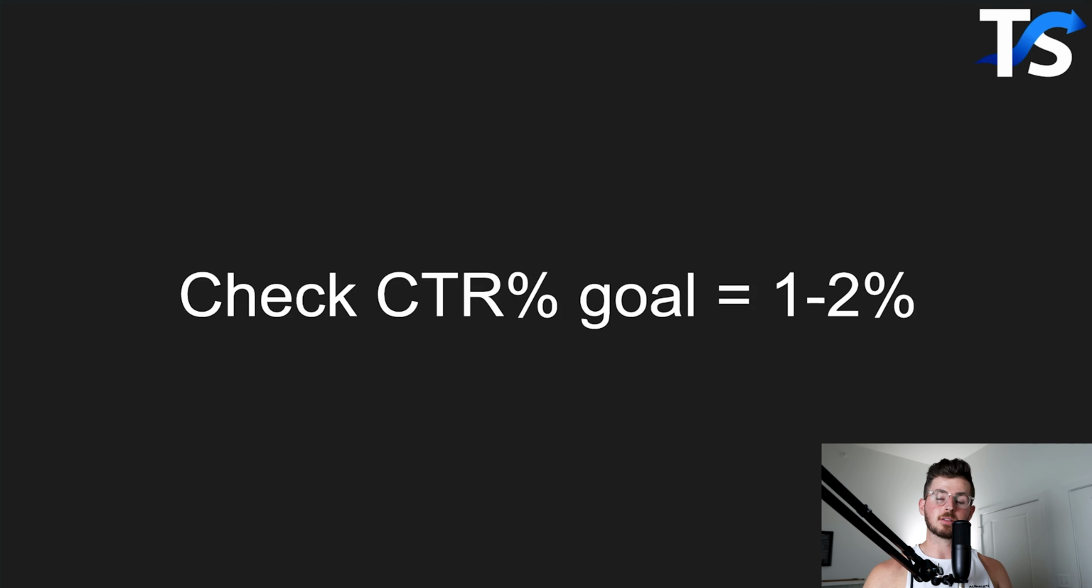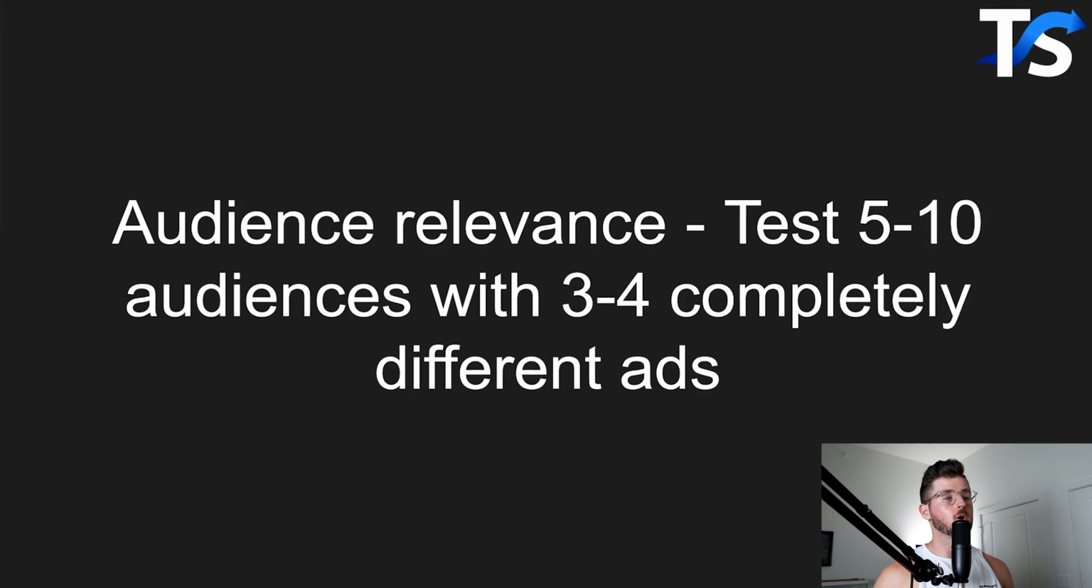So we want unique outbound click-through rate percentage, and then we also want 1 to 2% as the goal. Now, if you have a low click-through rate, what you want to focus on is your audience relevancy. So if this creative does not fit your persona, it's not going to get good engagement. It's not going to get a good click-through rate. So if your creative doesn't really speak to your persona, no good. But also to your audience you're targeting.